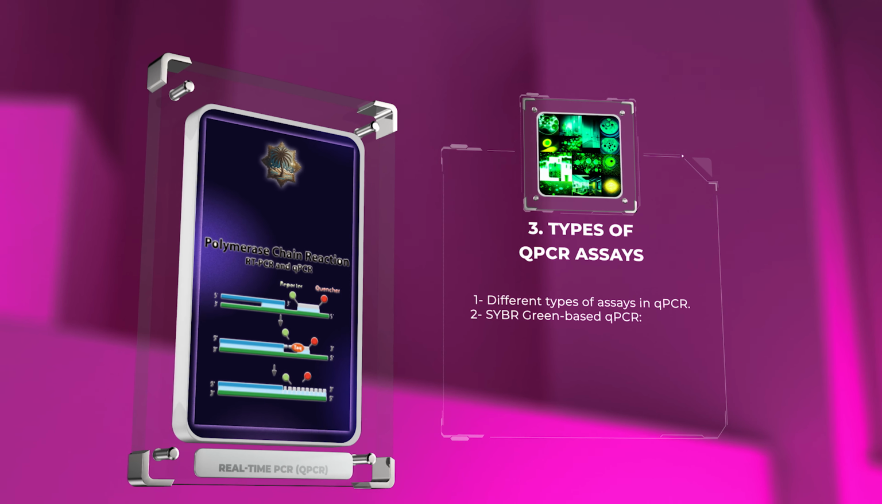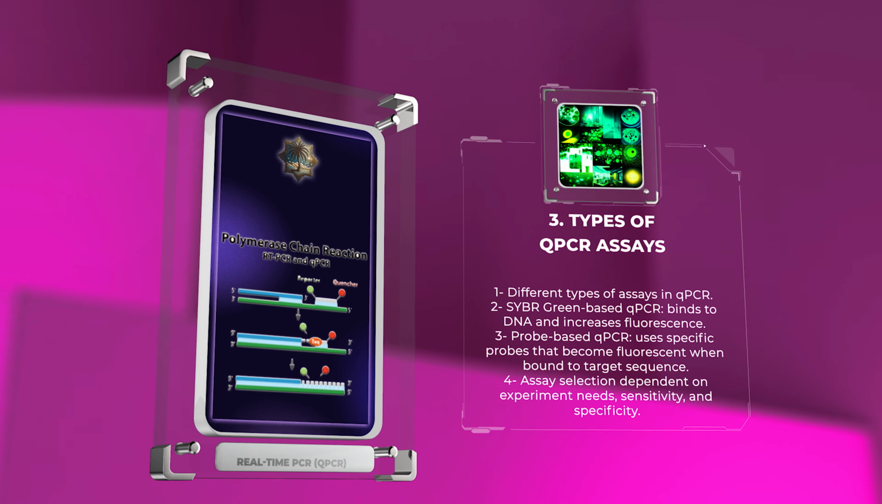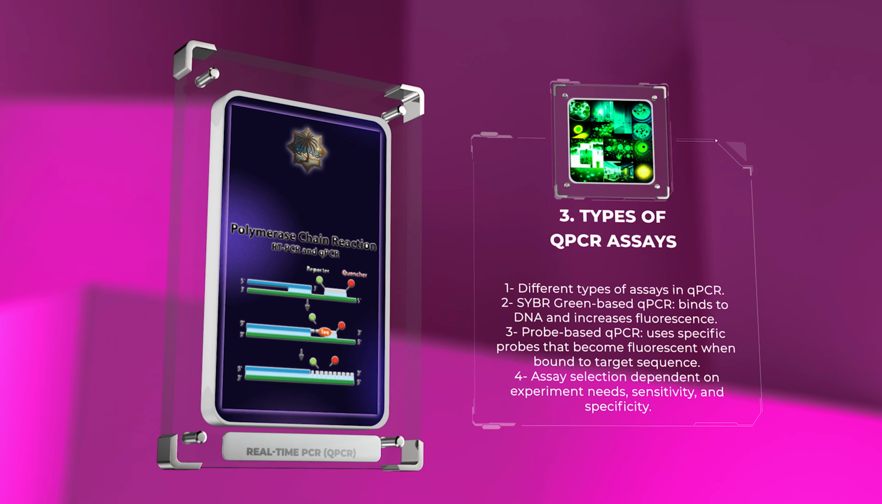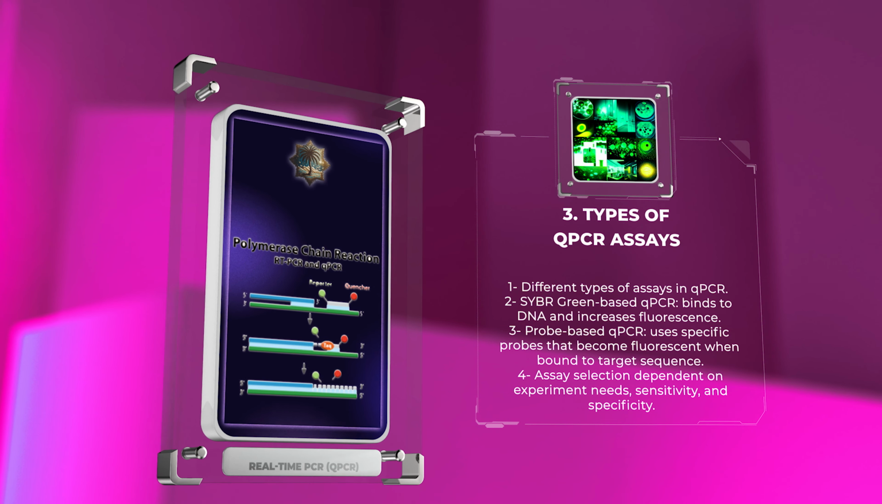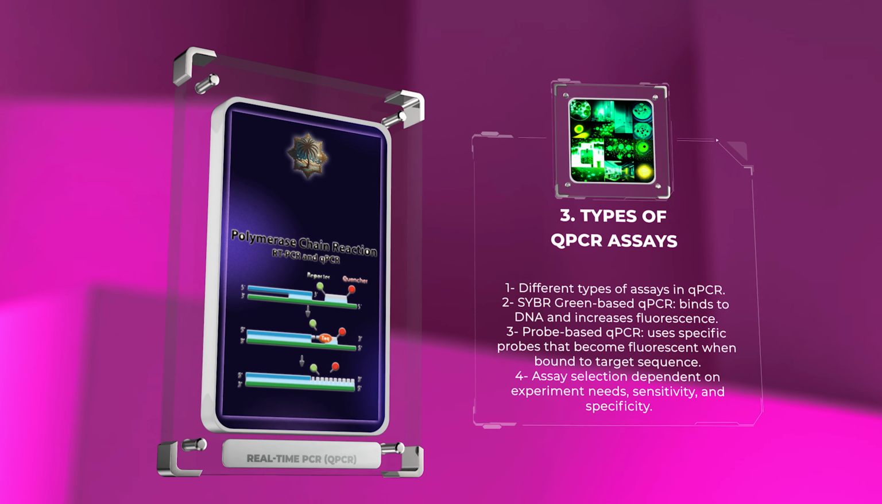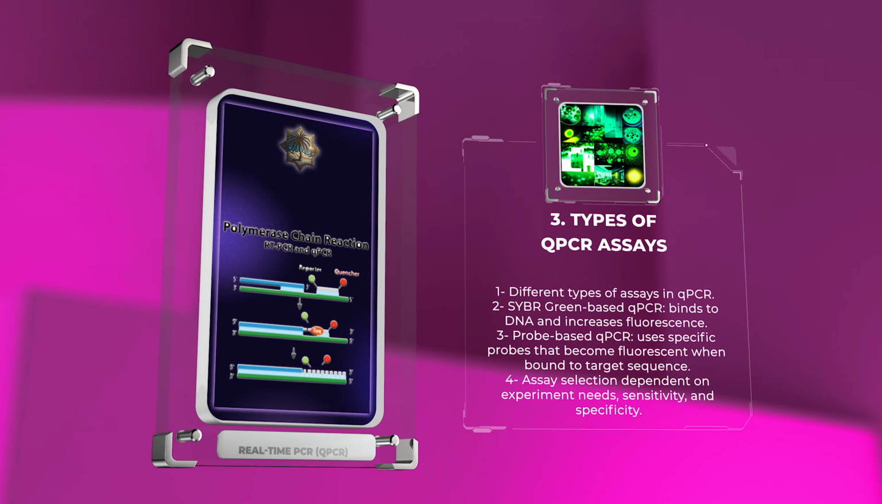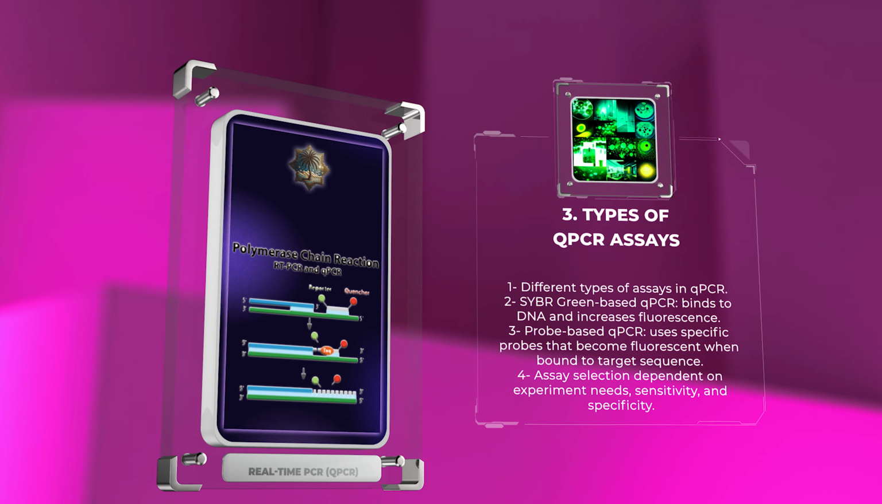In qPCR, there are different types of assays, each with its own benefits and uses. SYBR Green-based qPCR and probe-based qPCR are the most commonly used assays. SYBR Green dye binds to DNA and increases fluorescence, while probe-based qPCR uses specific probes that become fluorescent when bound to the target sequence. Assay selection is dependent on experiment needs, sensitivity, and specificity.